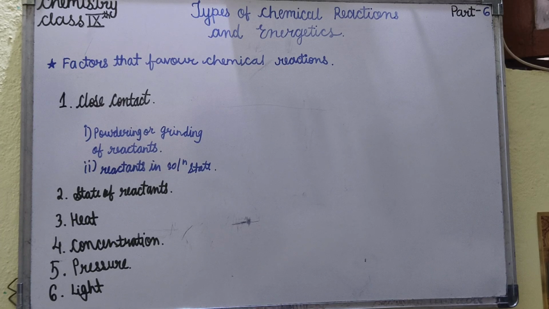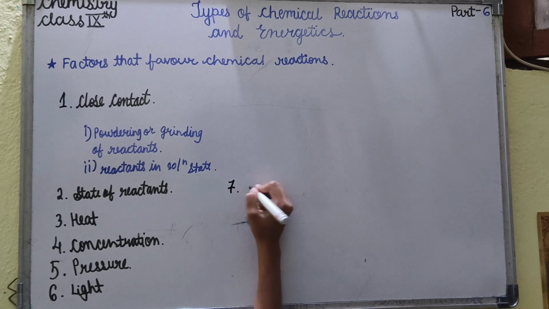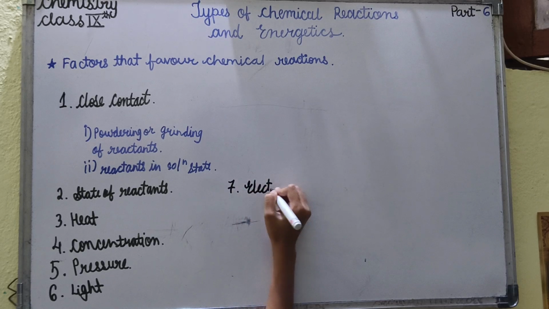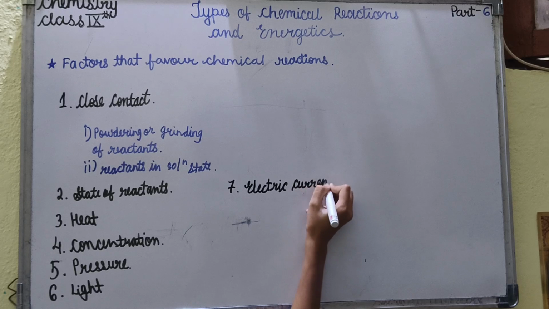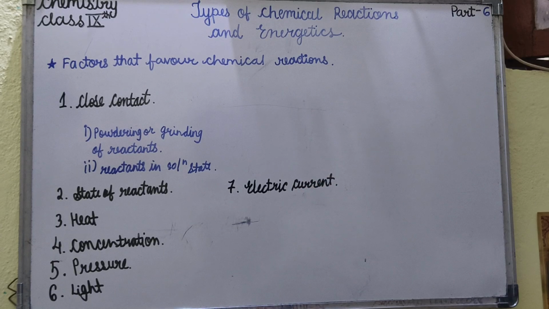Seventh is electric current. Some chemical reactions take place only when the reactants are subjected to electric current. When electricity is passed through the reactants in fused or aqueous solution, it gets dissociated into ions and gets deposited at the respective electrodes.